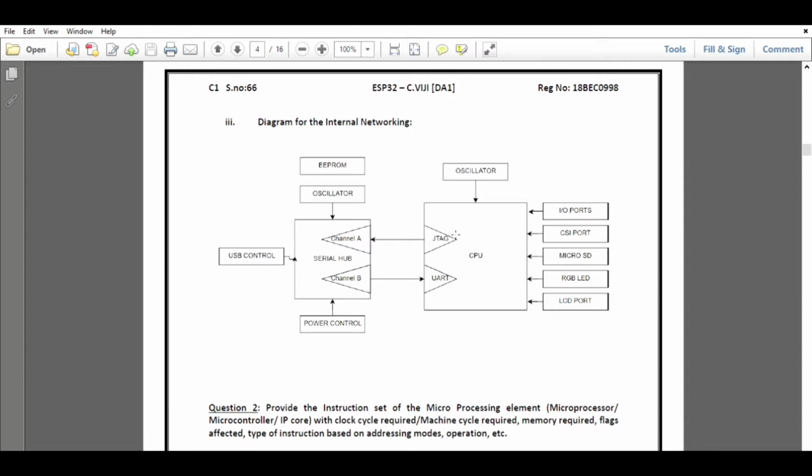JTAG is a common hardware interface that provides your computer with a way to communicate directly with a chip on board, and the oscillator is connected with the CPU. Here input output ports, CSI port, micro SD and RGB LED LCD are connected with the CPU.